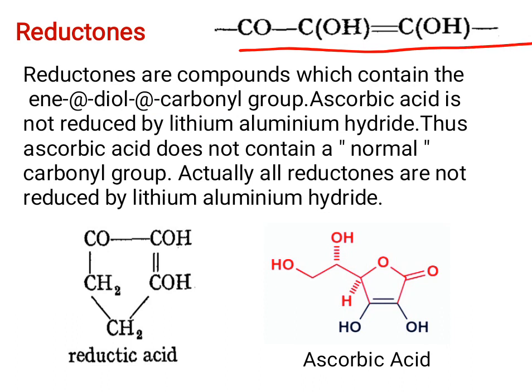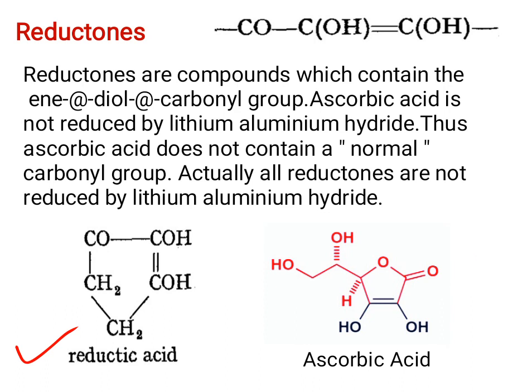Ascorbic acid is not reduced by lithium aluminum hydride. Thus, ascorbic acid does not contain a normal carbonyl group. If it was a normal carbonyl group in case of ascorbic acid, then it should be reduced by lithium aluminum hydride. Actually, all reductones are not reduced by lithium aluminum hydride, and ascorbic acid is also a reductone. This is the structure of reductic acid, which is also a reductone.